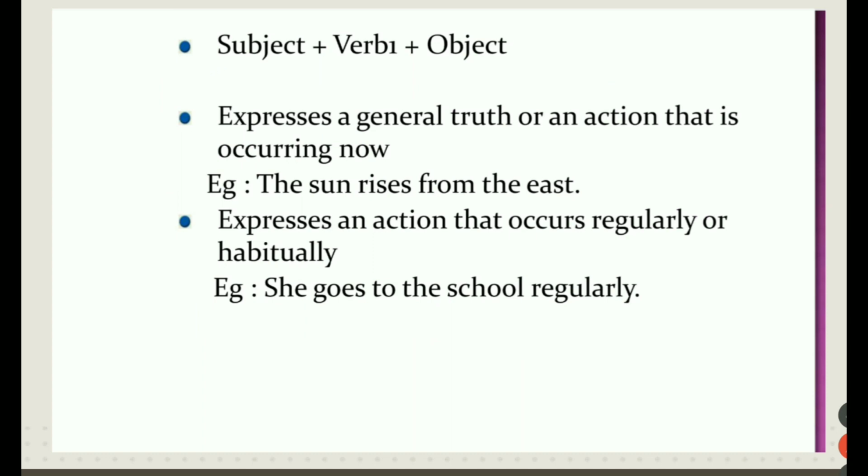Now, in this form, subject plus verb 1 and object, it expresses general truth or an action that is occurring now. So, for example, the sun rises from the east. It is a general truth. It expresses an action that occurs regularly or habitually. She goes to school regularly.